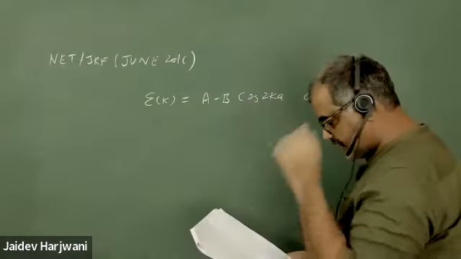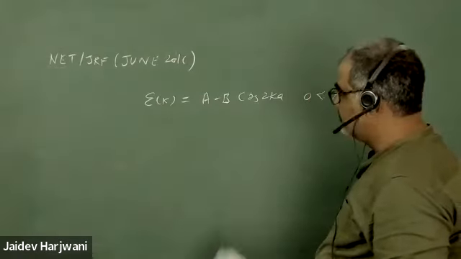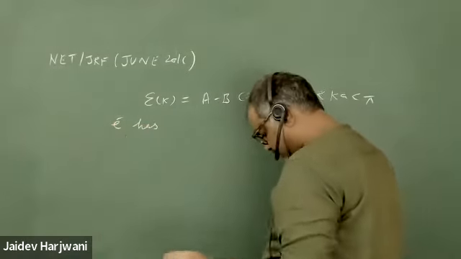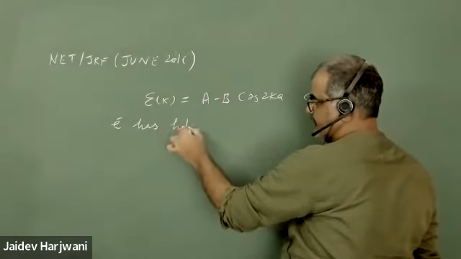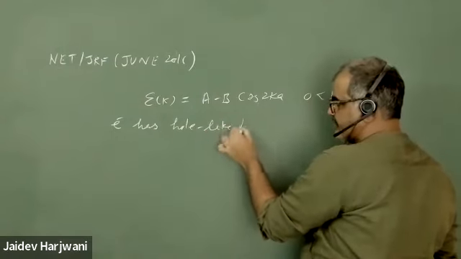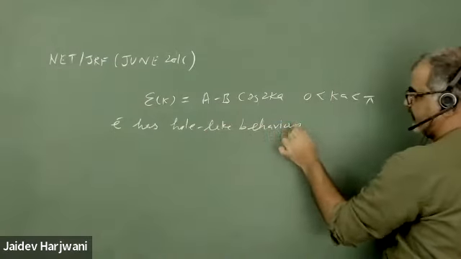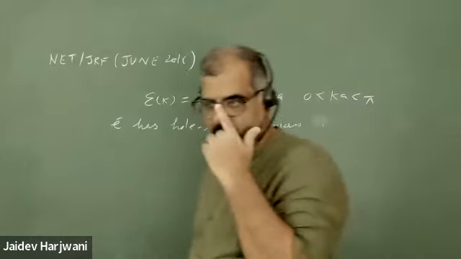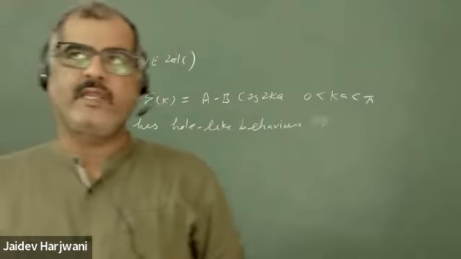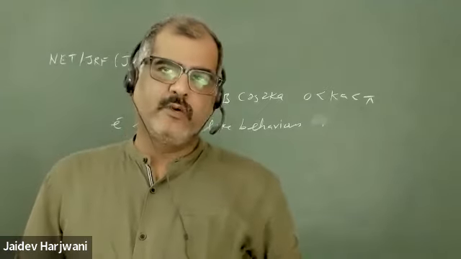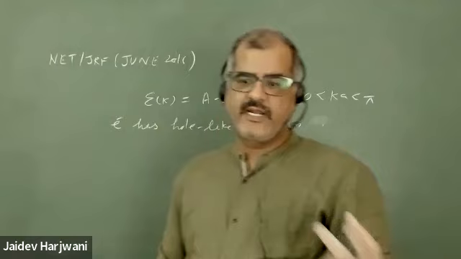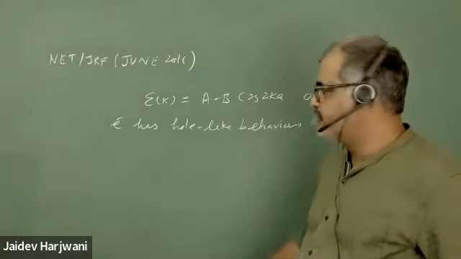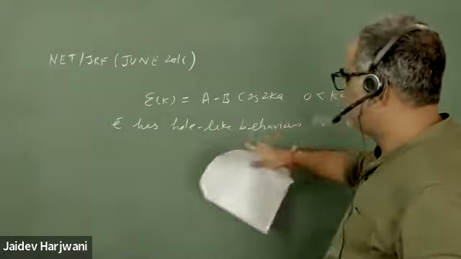So he is asking, in which range of K does the electron have hole-like behavior? The electron is behaving like a hole. So he is asking, for what values of K will the electron behave like a hole? What does hole mean? That electron should have a negative mass. That an electron behaving like a hole means it should have a negative mass. So in which range does it have a negative effective mass?